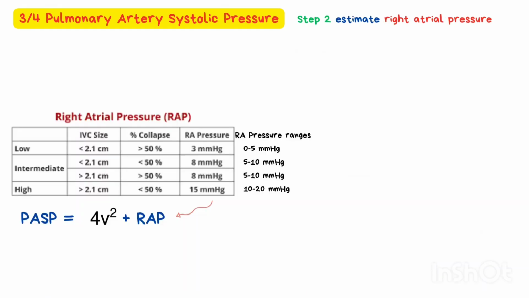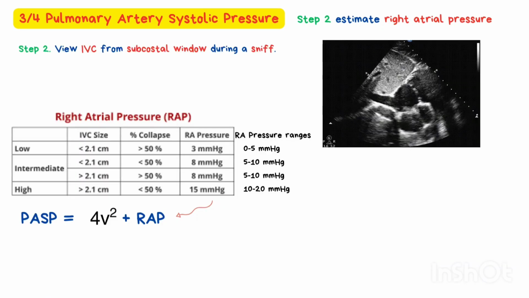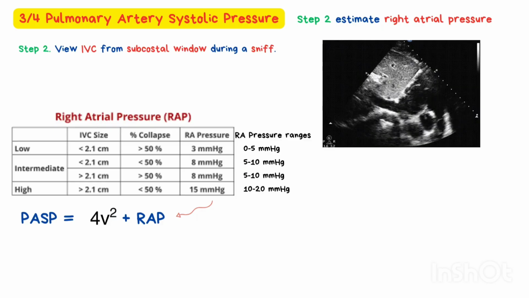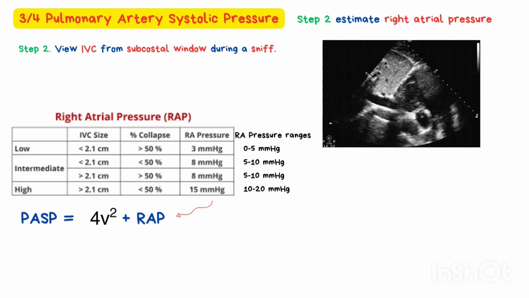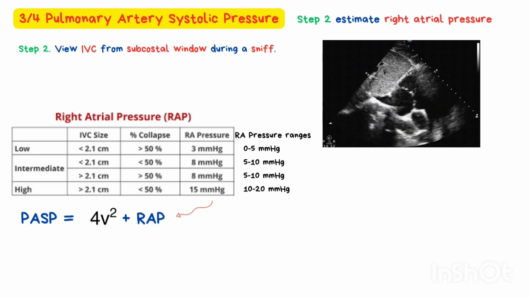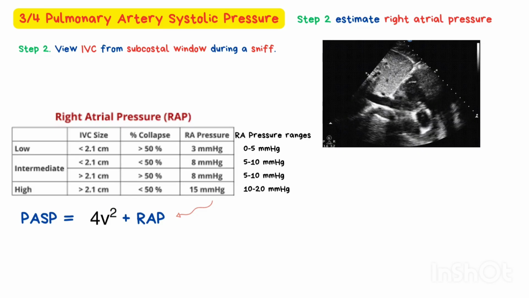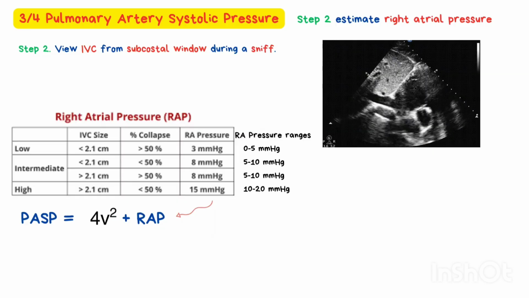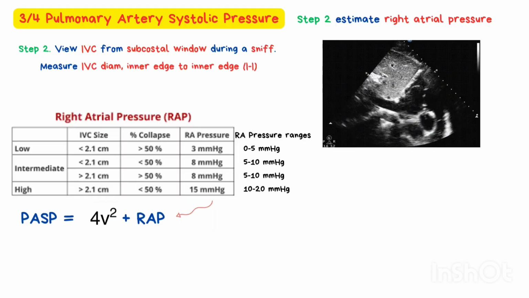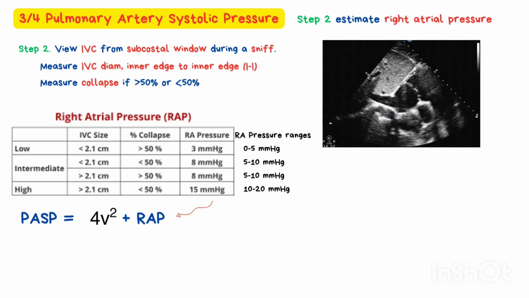Step 2 is to estimate right atrial pressure, or RAP. To do this, switch to your subcostal window and get a 2D clip of the inferior vena cava, or IVC. Then, ask the patient to sniff. This creates a sudden drop in intrathoracic pressure and should cause the IVC to collapse if the right atrial pressure is normal. Measure the IVC diameter and observe how much it collapses with that sniff.